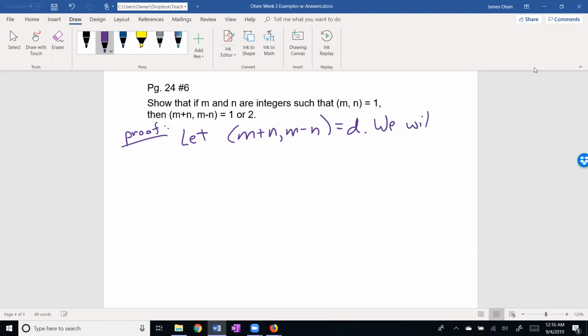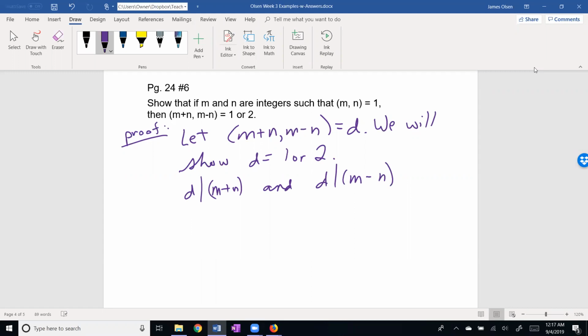We will show d equals 1 or 2. That's our goal. Well, d is a common divisor. That's what this means. So d must divide m plus n, and d must divide m minus n.